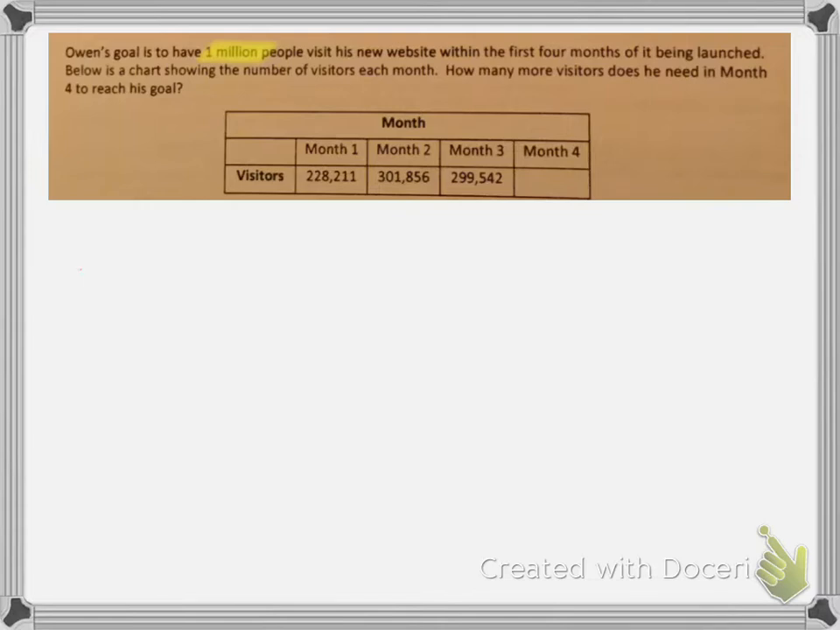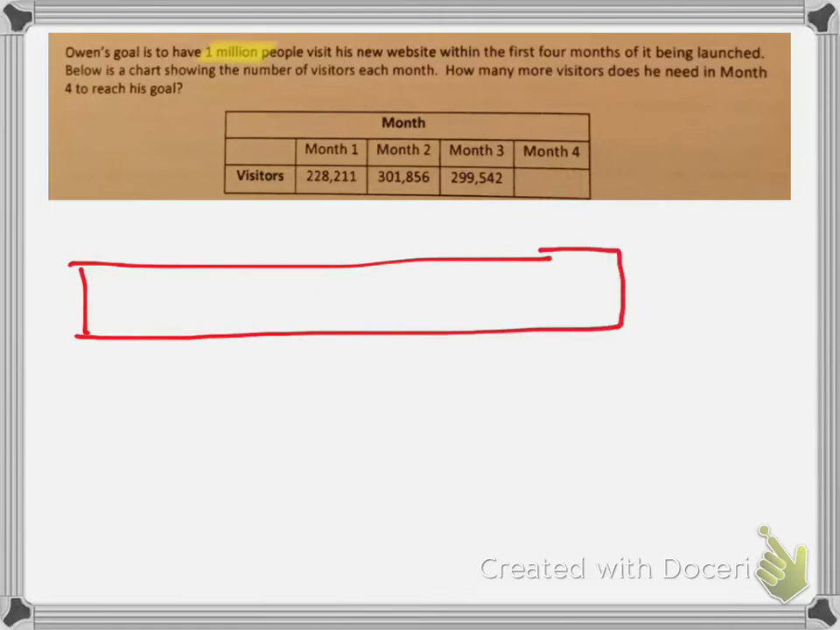So when I do my tape diagram, I'll do a nice big tape diagram here. That's his goal, 1 million. I need 6 zeros. There are 4 months, month 1, 2, 3, and 4. We know the first 3 months, but we don't know this last month. That's what we need to figure out: how many more visitors he needs in the last month to reach his goal.